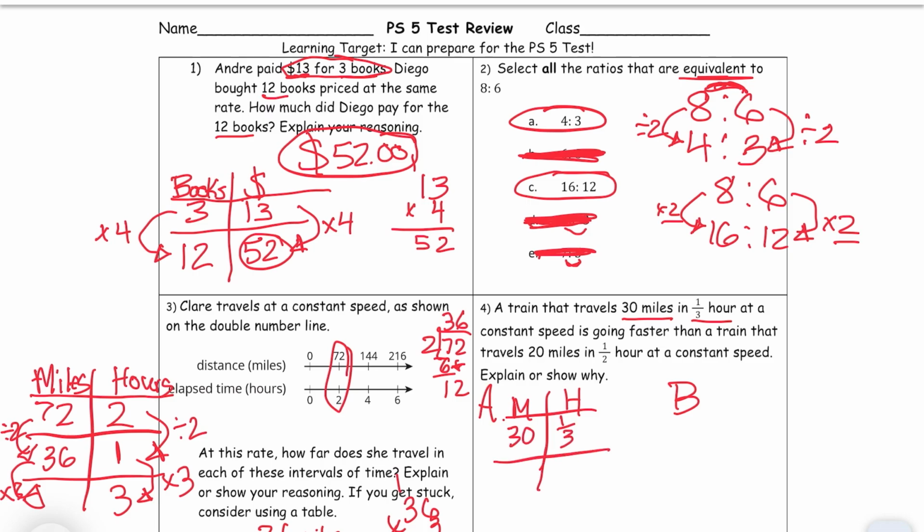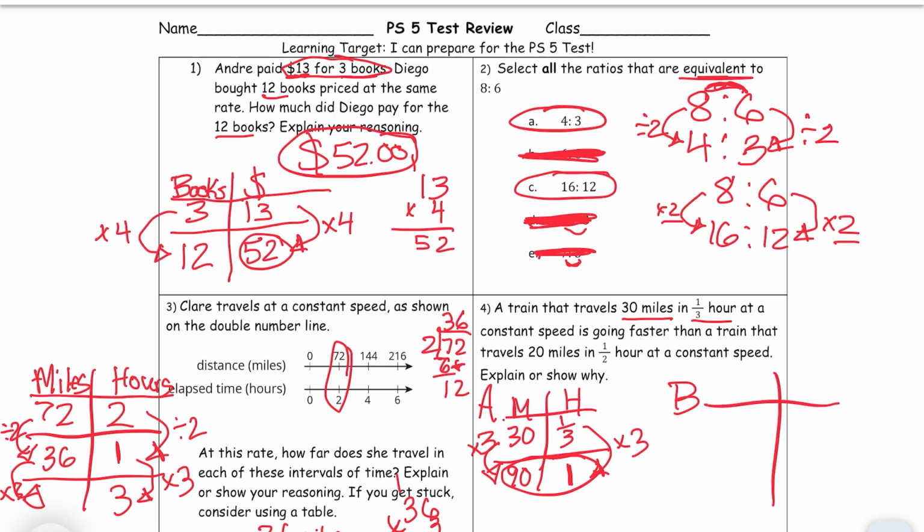of an hour. So in 1 hour, let's see how far it travels in 1 hour. I know 1/3 times 3 gives me 1 hour. So I'm going to multiply 30 by 3. 30 times 3 would give me 90. So it's traveling 90 miles per hour, train A.